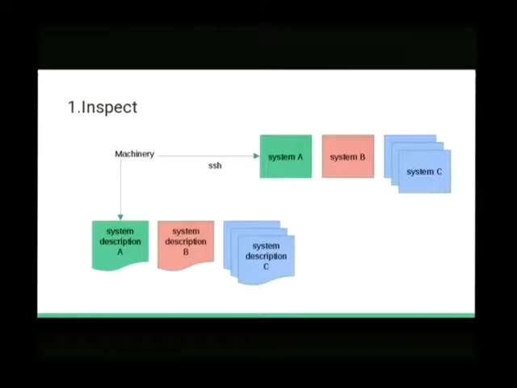And what's basically happening is that machinery creates an SSH connection with the root user or another user that you can give it, but it needs to have the right kind of permissions. It will then go into, for example, system A and create a system description for system A. And you can keep a list of all these descriptions. So you can have, for example, system A, system B, and all the different systems that you want. But the other interesting thing is that you can have one same system, for example, system description C, where we have the same system just in different states at different times.